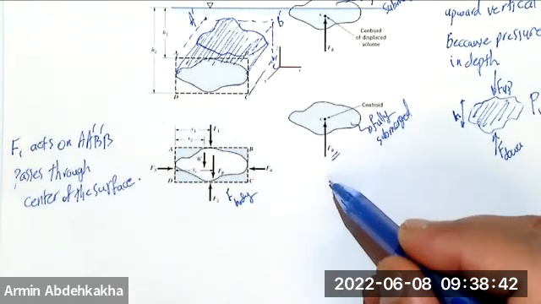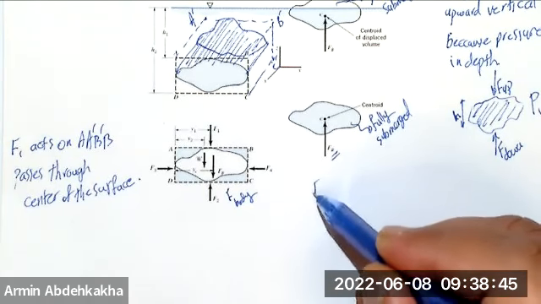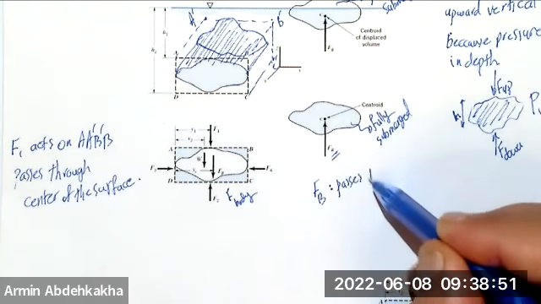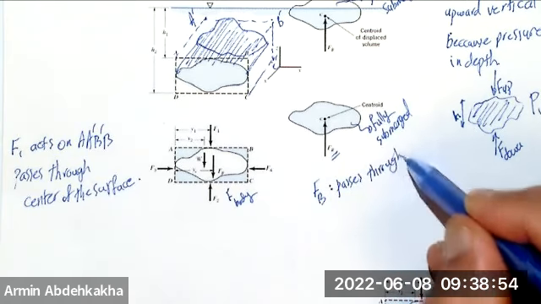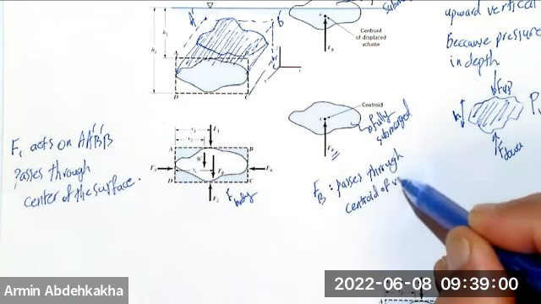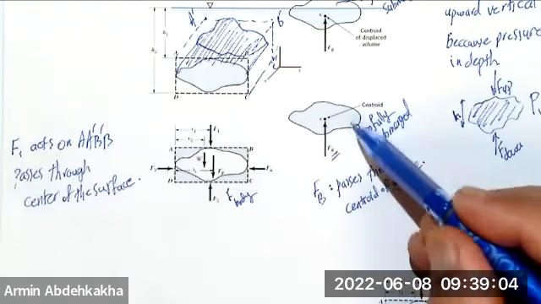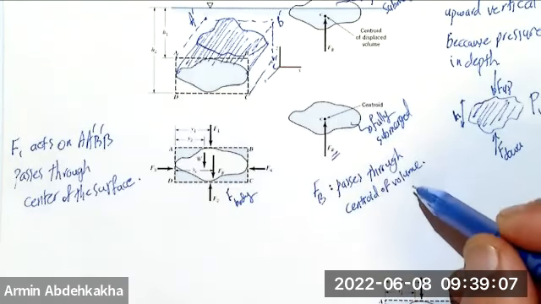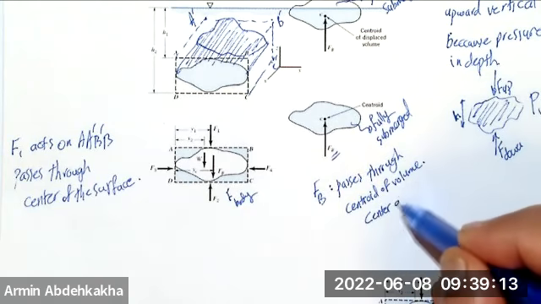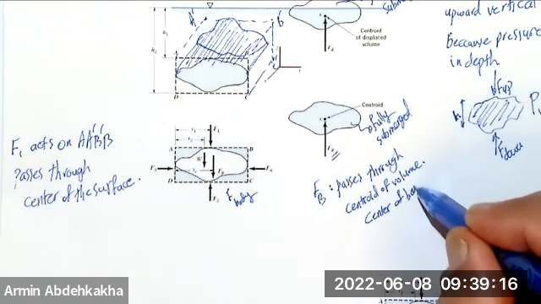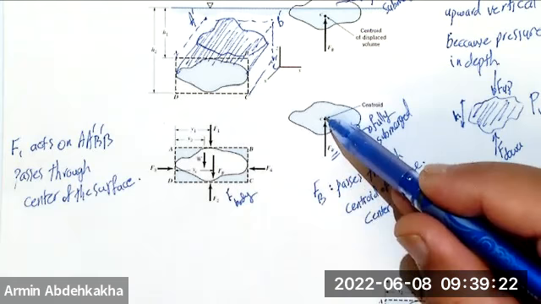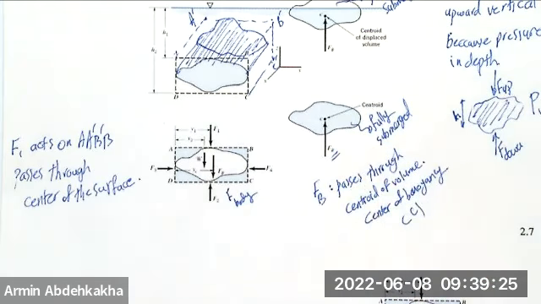But before going to see the force balance for this part, I will tell you that any buoyant force passes through the centroid of volume. The centroid of volume may also be known as the center of buoyancy. That, for example, is C or CG, right?